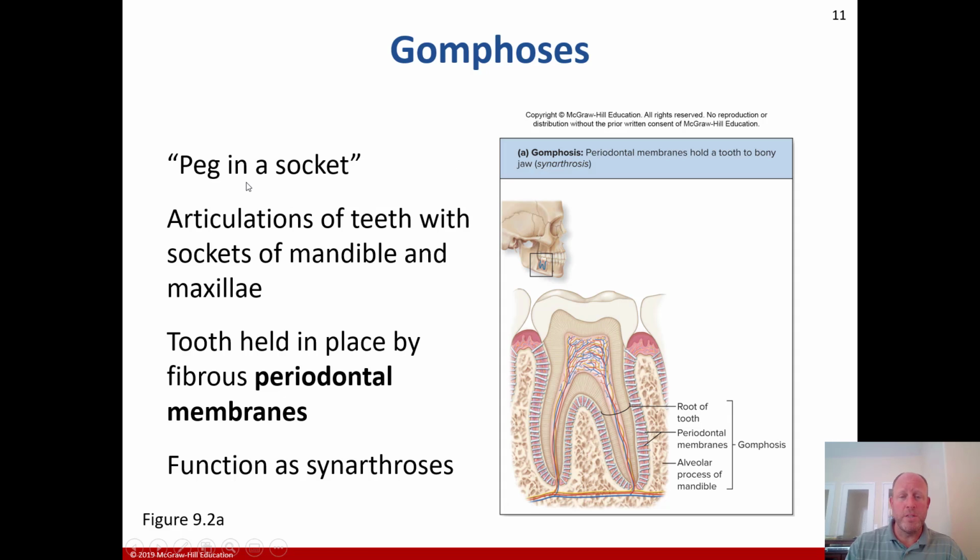A gomphosis is basically like a peg in a socket, like your teeth, a great example. The periodontal membranes hold the tooth to the bony jaw. It's a synarthrosis from the standpoint of joints. We're talking, in this case, about articulations of teeth with the sockets of the mandible and the maxillae. The tooth is held in place by fibrous periodontal membranes here. It functions as a synarthrosis.